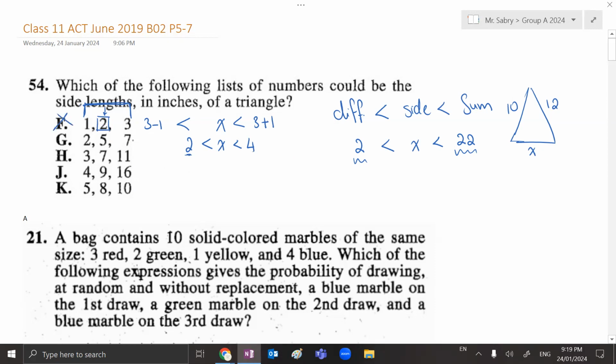If you checked, for example, option H, let's pretend that one of the sides, 11, does not exist. Then 3 plus 7 is the sum of the other two, and 7 minus 3 is the difference, which means the third side should be between 10 and 4. The 11, which is the one that I crossed out, is actually not in that range. It's bigger than 10. So H as well doesn't work.